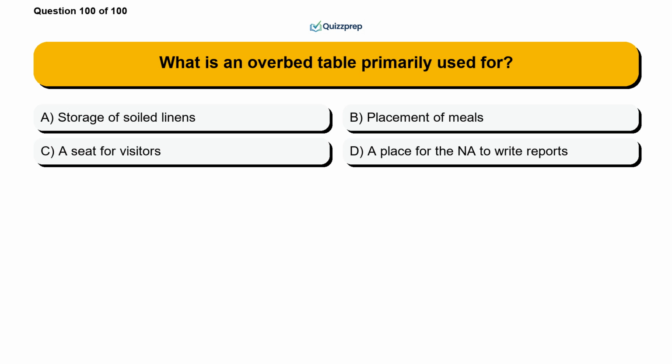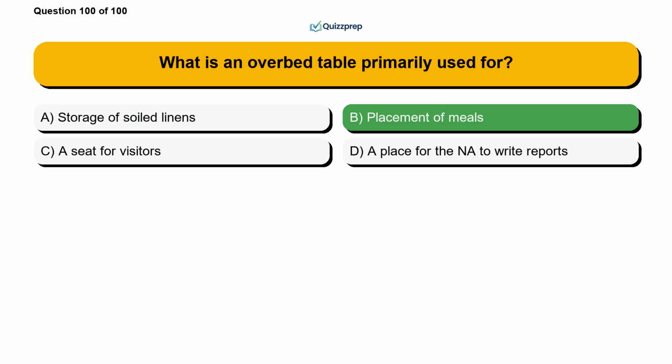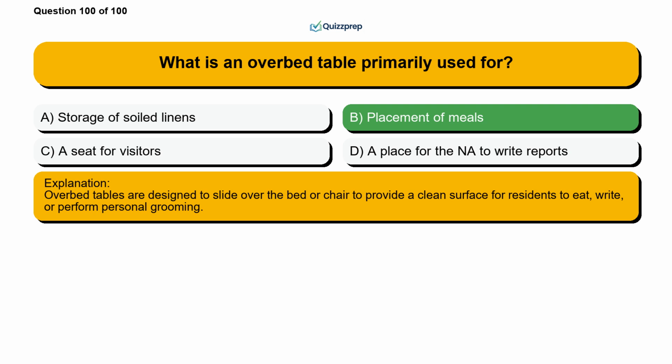Question 100. What is an overbed table primarily used for? Option A, storage of soiled linens. Option B, placement of meals. Option C, a seat for visitors. Option D, a place for the NA to write reports. The correct answer is option B, placement of meals. Overbed tables are designed to slide over the bed or chair to provide a clean surface for residents to eat, write, or perform personal grooming.